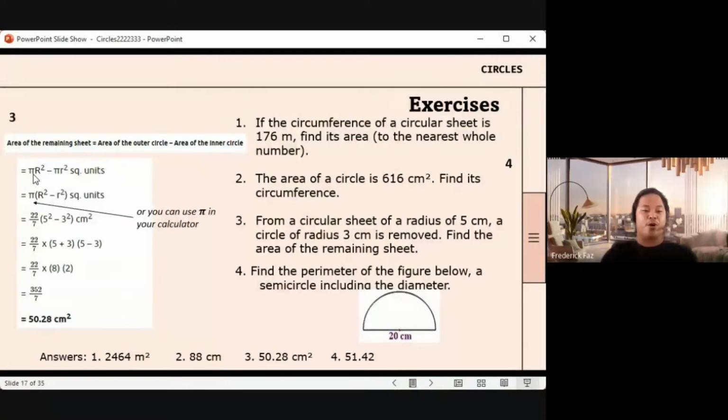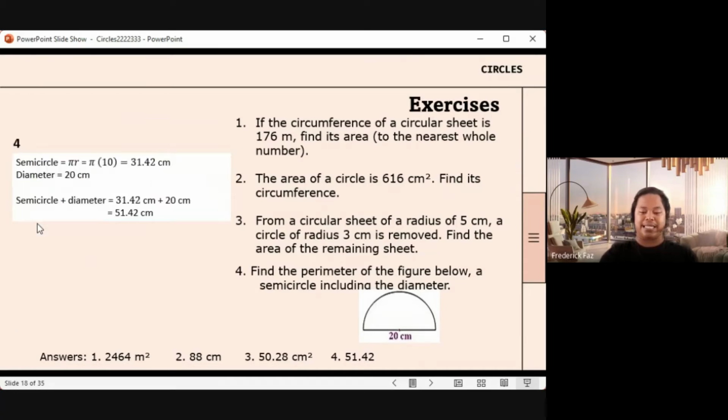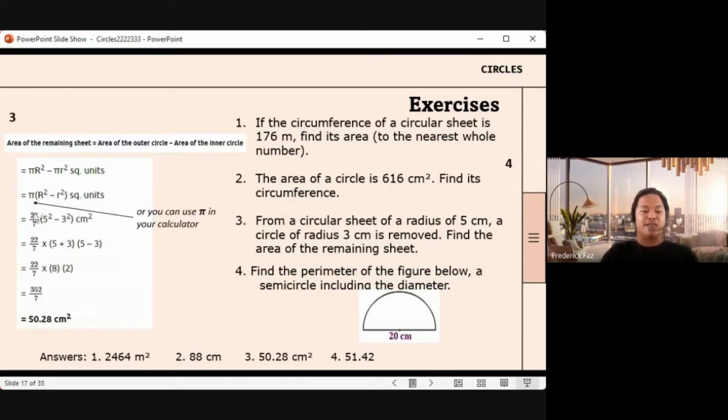We have pi times R squared minus r squared, where capital R represents the radius of the outer circle, and lowercase r is the radius of the inner circle. So, we can factor out pi. In this example, we use the value of pi as 22 over 7, or you can use the pi symbol in your calculator to calculate the value of this area.